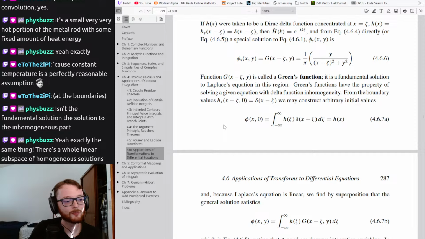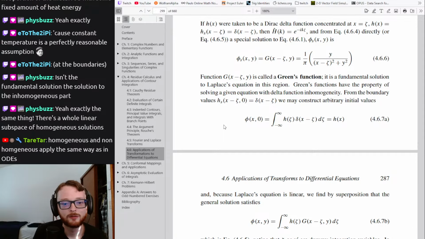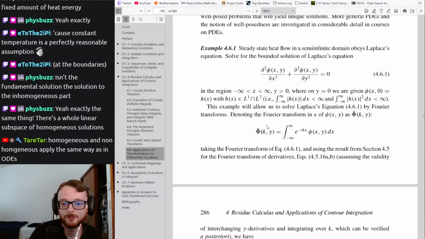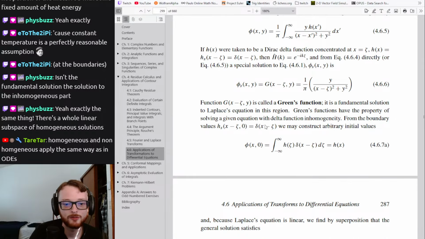It's a whole linear subspace of homogeneous solutions. Okay. That makes sense. I'm still confused how we got this when we started with the homogeneous equation then. Because this is just a boundary condition.